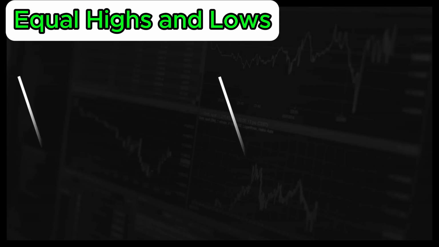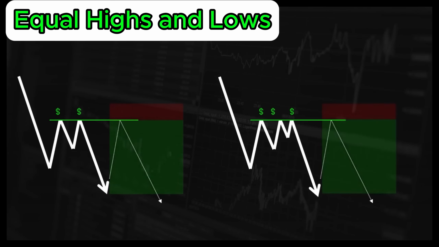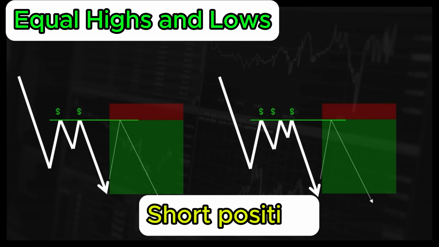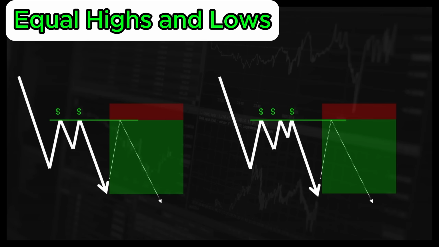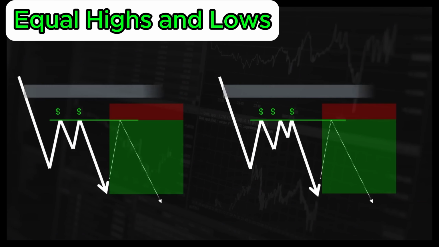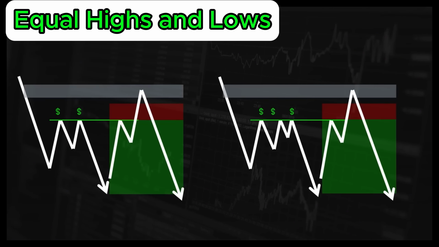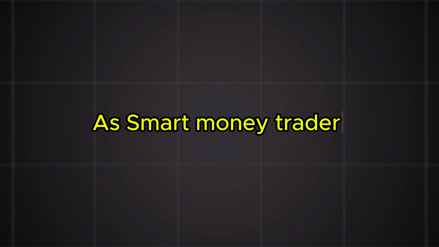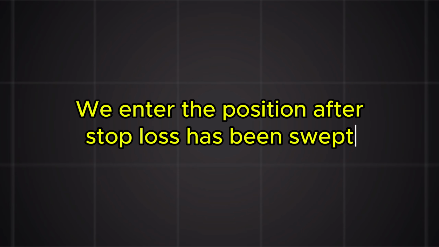The same scenario happens in a bearish market as well. When the price taps into the resistance area, retail traders go short as they expect a rejection towards the downside. Their stop losses will be somewhere above this zone. So, a lot of liquidity is gathered above this area. If smart money wants to sell this pair, the conditions are ready to push the price above this resistance area to grab the liquidity, and then push the price towards the original bearish direction. As a smart money trader, we enter the position after the stop losses have been swept.